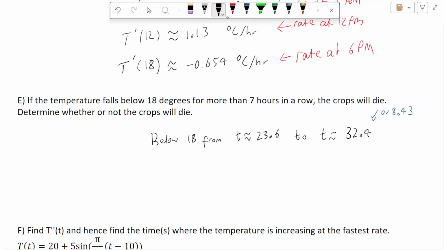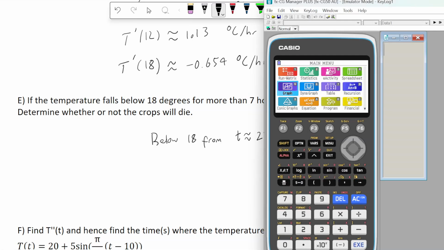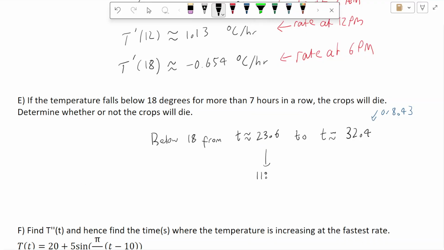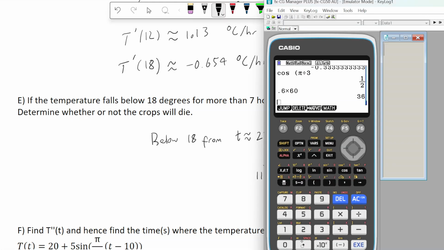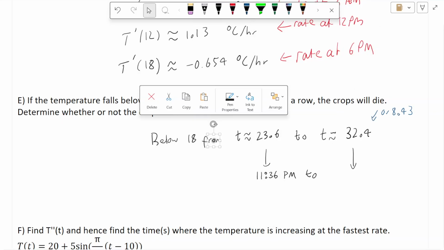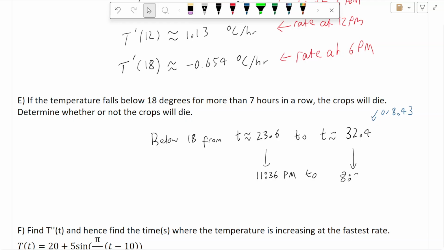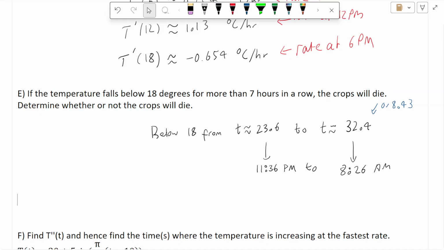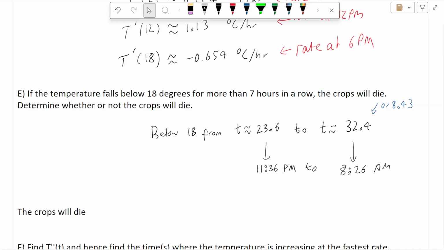Okay, so let's convert these back into hours and minutes. If we're looking at this 23.6, I'm going to take the 0.6 bit and times it by 60, so 36. This is 11:36 p.m. And then this one here, if I use the 8.43, it doesn't really matter, I'm just looking at 0.43 there, times 60. Let's see what we get, 25. So 8:26 a.m. Let's see, 11:36 up to 8:26. That looks like more than 7 hours to me. So the crops will die, unfortunately.